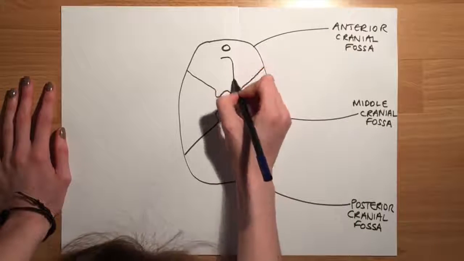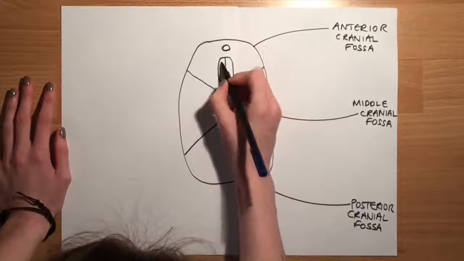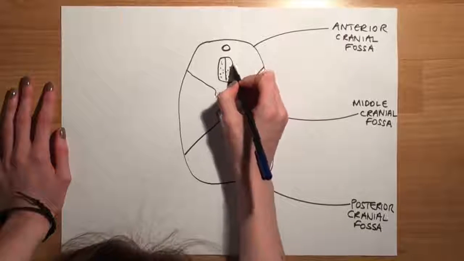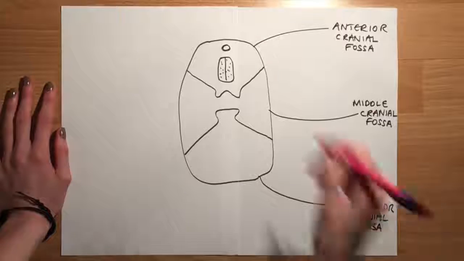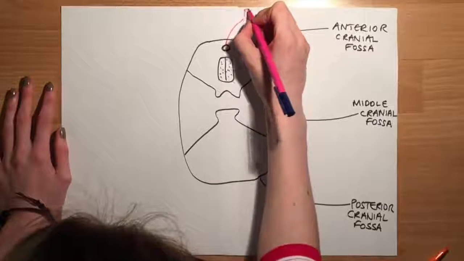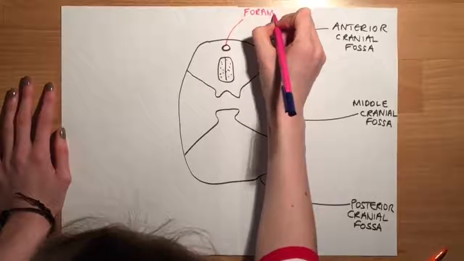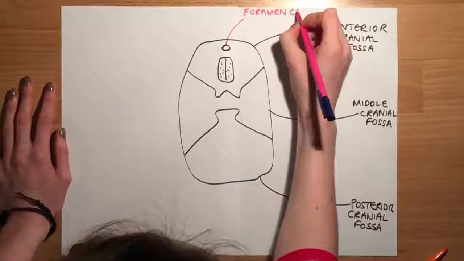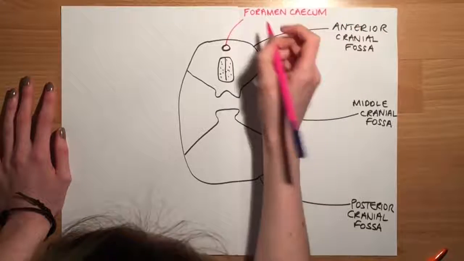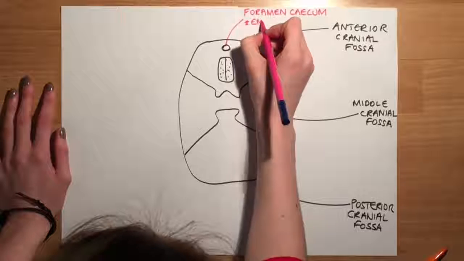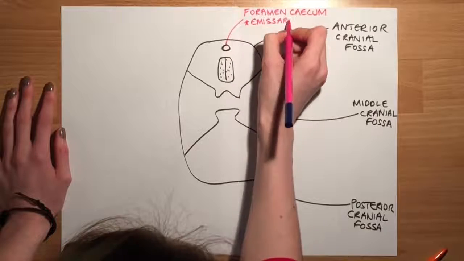We're going to draw the two foramen that are found there. So if you can copy this. First of all, we are going to focus on the most superior, which is the foramen cecum. Now, the foramen cecum is actually only found in 1% of the population, and in life it can transmit an emissary vein which will drain the nasal cavity into the superior sagittal sinus.